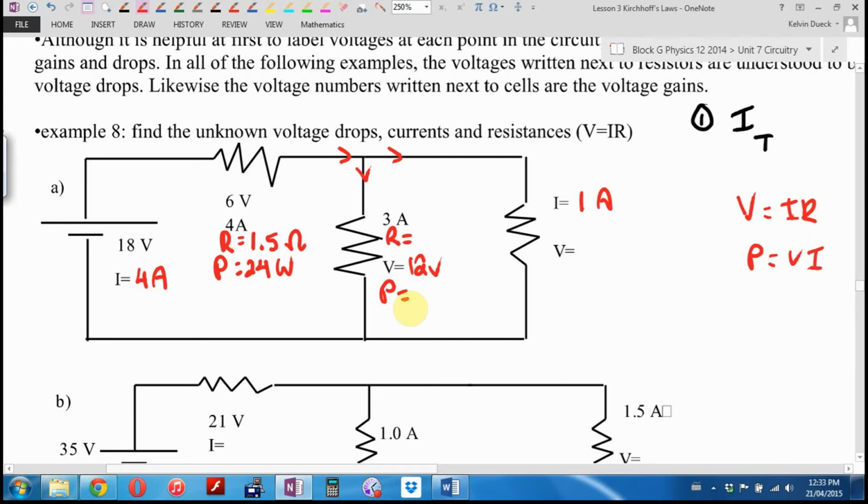Oh, I can do it in my head. 4 ohms? Right? R equals V over I. And I can do the power in my head. 36 watts. Yes?